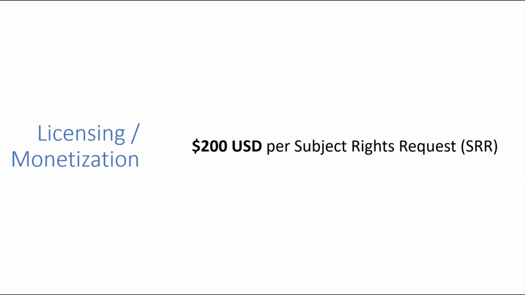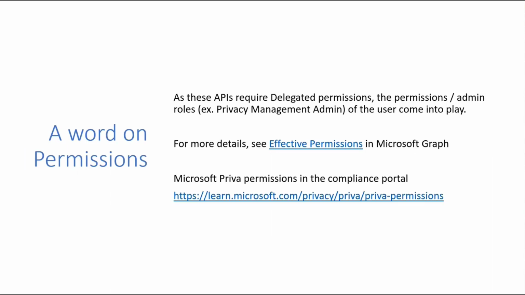If you're looking for a way to actually try this out, we do have a slide for that in a second. Also note that if there are any permissions that might be applicable, these are using delegated permissions. As such, if you're trying to view things inside of the portal, or get access to different areas, there are a set of Microsoft Priva roles and permissions that can apply. Please do take a look at the URL on here. We'll post this into the chat so you can take a look at that.